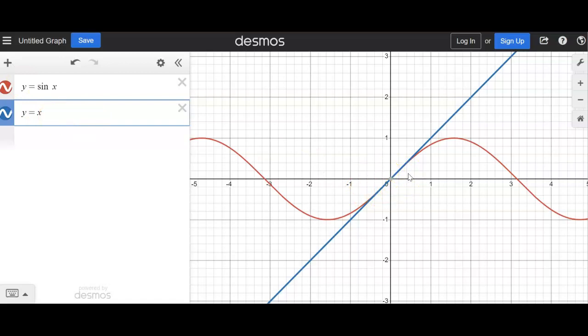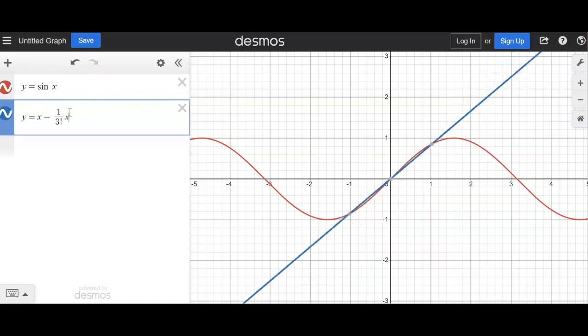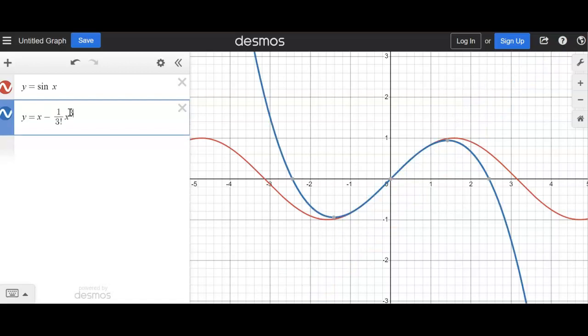Now, where this interval of convergence comes into play is, well, how good is that approximation? It's not good forever, as we can see, but it seems like there is some interval, like a circle around the origin, in which that is pretty good. Well, how do I make that approximation even better? Well, what if instead of a line, I do a cubic function?